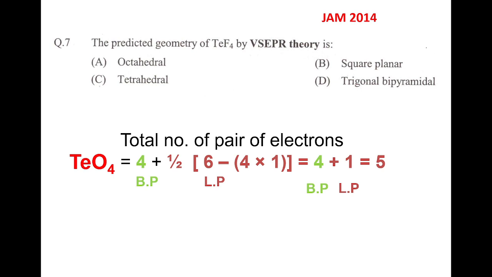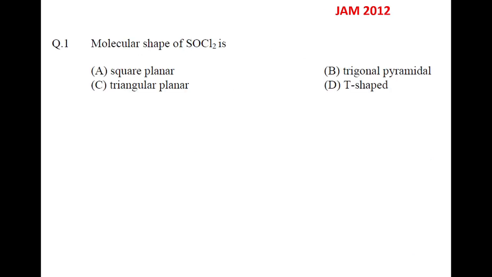The regular shape is what is asked. So we'll get 5 as the total pair of electrons, so we'll get trigonal bipyramidal. So the answer is D. D is the answer. So moving to the next question. What is the molecular shape of SOCl2, thionyl chloride?